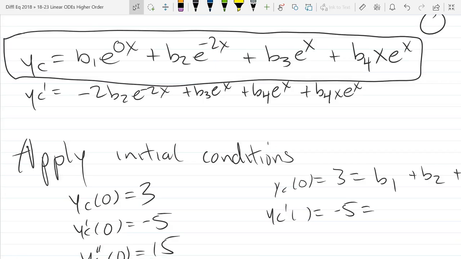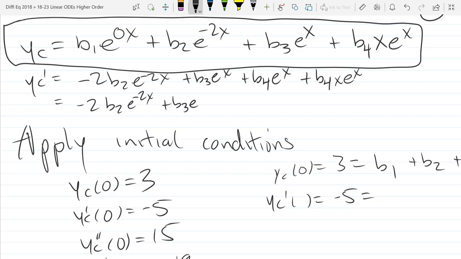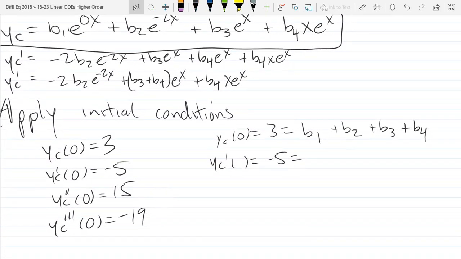And make sure our derivatives agree. We took a derivative at the top of the board. Our first term should disappear because it's just constant b1. Factored the e to the x term out. This has a double prime? No, I haven't even gotten the second derivative yet. So now I'm going to use that derivative in the y prime c initial condition.